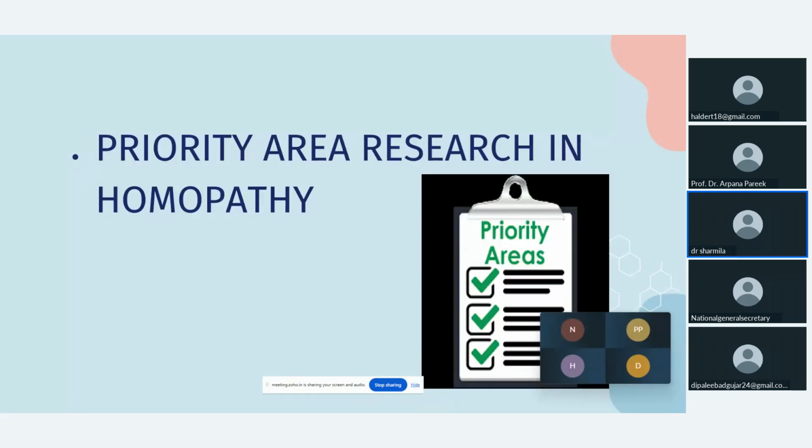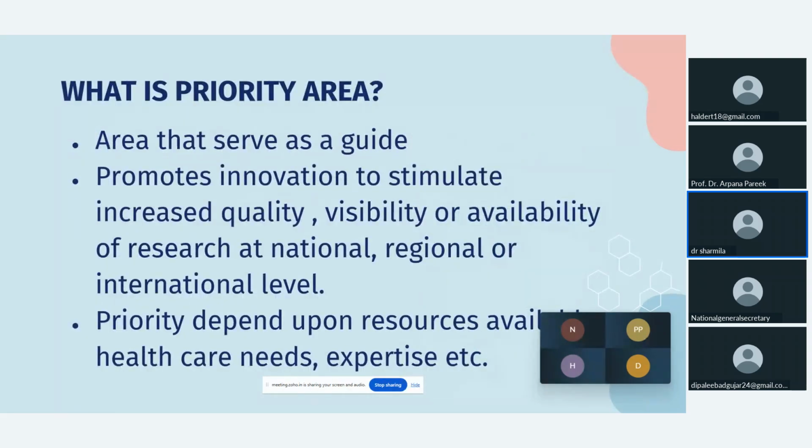So what are the priority areas in which research should be done? These are areas that serve as a guide, not only for a beginner who comes into the research field. It should guide them in such a way that they get the history of how they have come to this conclusion. And it should promote innovation, and stimulate increased quality, visibility, or availability of research at the national, regional, or international level.